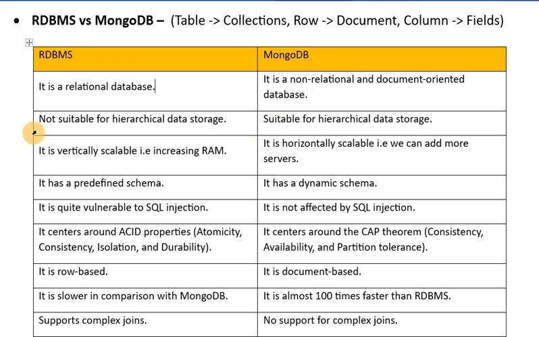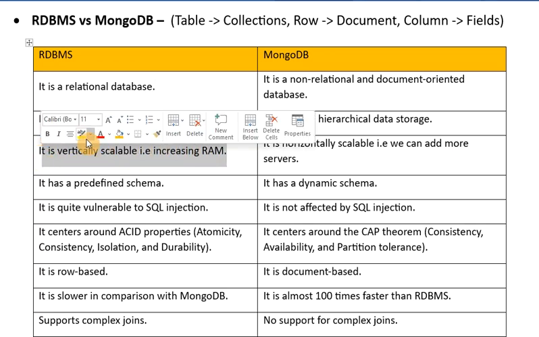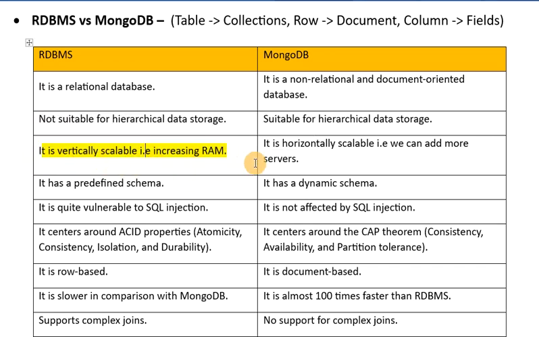The second point is that RDBMS is not suitable for hierarchical data storage, but MongoDB is suitable, because RDBMS is suitable for relational databases and MongoDB is suitable for hierarchical databases. I hope these two points are clear to all. Now the next point is that it is vertically scalable. You have to understand this point very properly, because it is often asked what you understand by vertically scalable and horizontally scalable.